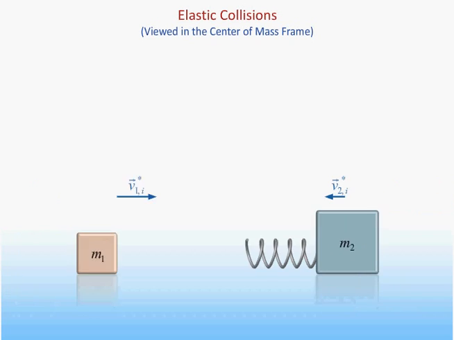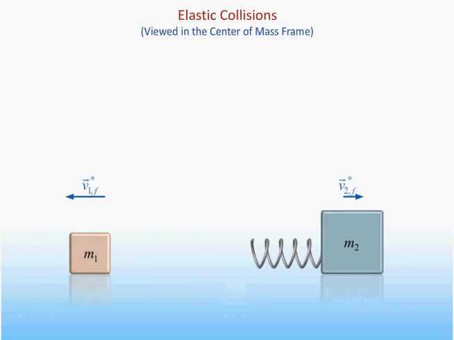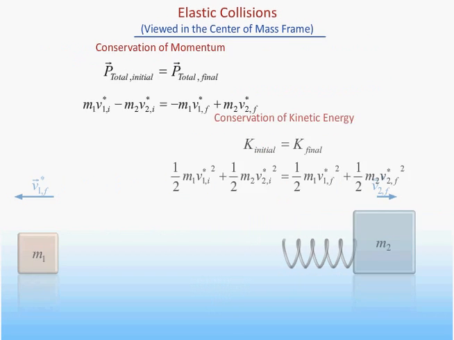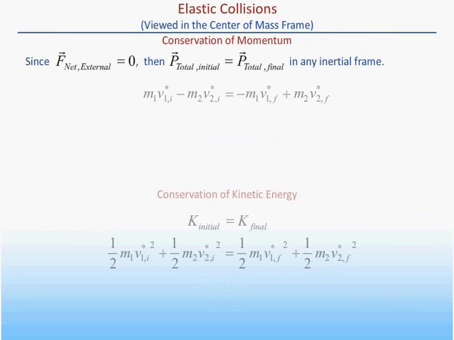Here we see the collision as viewed in the center of mass frame. We've labeled the velocities in this frame with an asterisk. Now, the total momentum is conserved in any inertial reference frame. What distinguishes the center of mass frame, though, and what simplifies the calculation, is the additional constraint that the total momentum is always 0 in the center of mass frame.